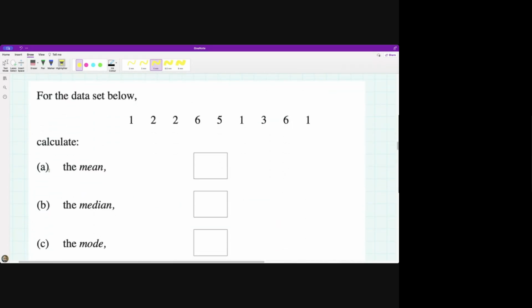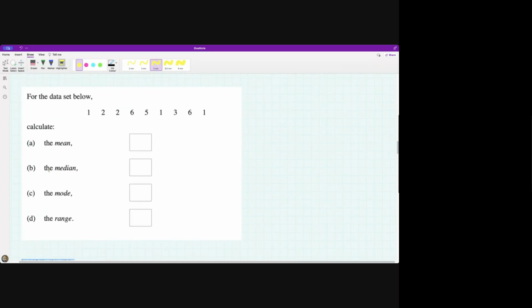I want you to take this data set and find me the mean, the median, the mode, and something called the range, which I'm sure many of you remember from grade 9 and 10. But let's start with that. There's my list of data, and you are going to find me the mean, the median, the mode, and the range.